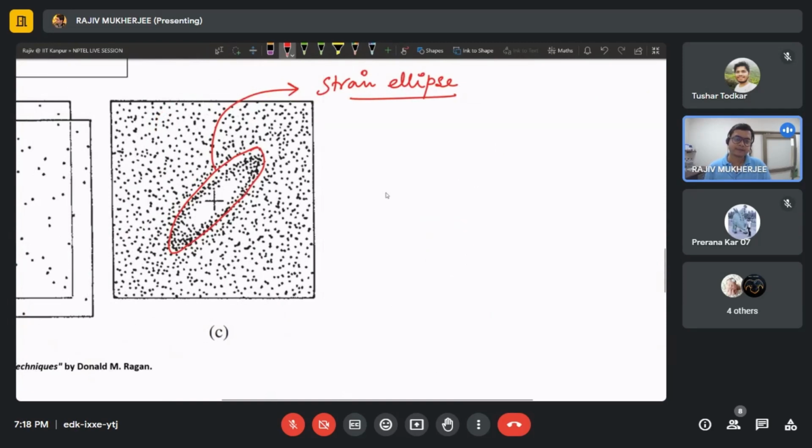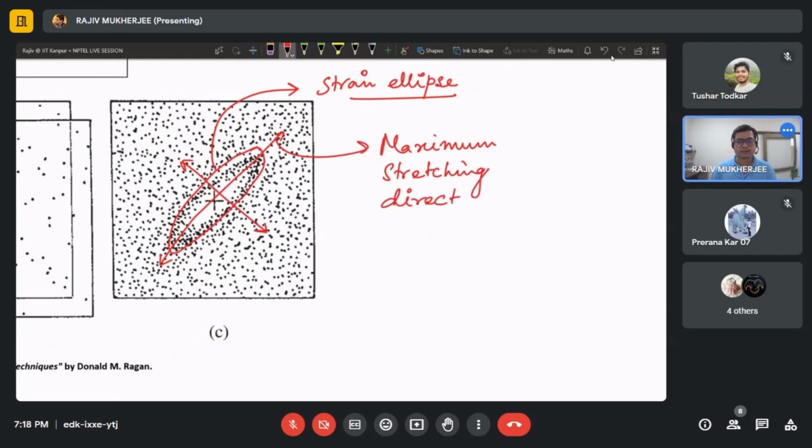So once we get the strain ellipse, we can get two pieces of information. We can mark this axis and this axis. This axis would be the maximum stretching direction, and this would be the minimum stretching direction.